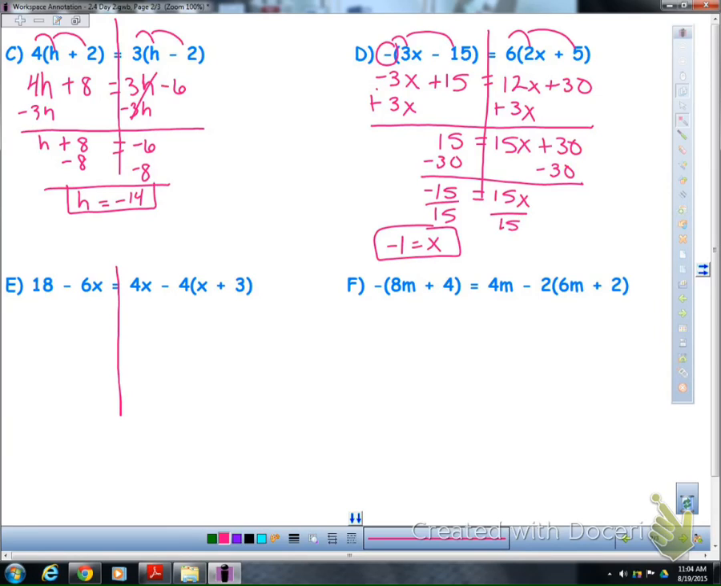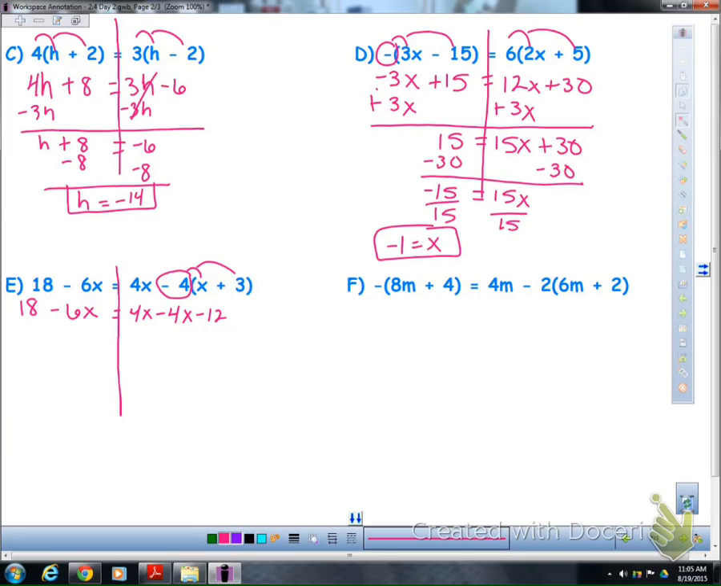The left side on example E is fine, so we can leave it the same, 18 minus 6x. But the right side, you see we have parentheses. We have to get rid of our parentheses first. We're going to do that by distributing the negative 4. So that 4x is just going to come down, and we're going to distribute negative 4 to both of these terms. So negative 4 times x is going to give us negative 4x. Negative 4 times 3 is going to give us negative 12.